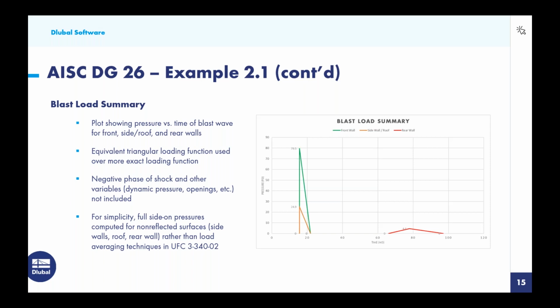And finally, for simplicity, the full side-on pressures are computed for the non-reflected surfaces. So this includes the side walls, the roof, and the rear wall. This is the full value here. Rather, in the UFC document, there are load averaging techniques to decrease this magnitude. So a lot of the approaches that we took today are definitely the more simplistic, but also the more conservative approach. UFC will have much more information if you want to get into more detailed analysis.